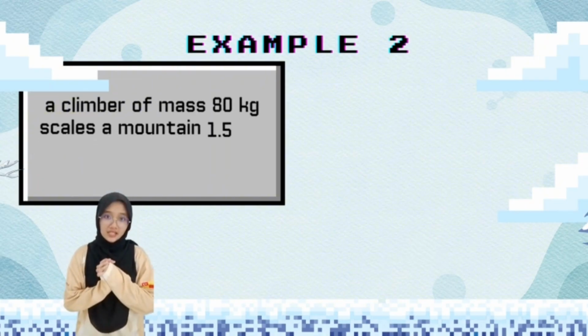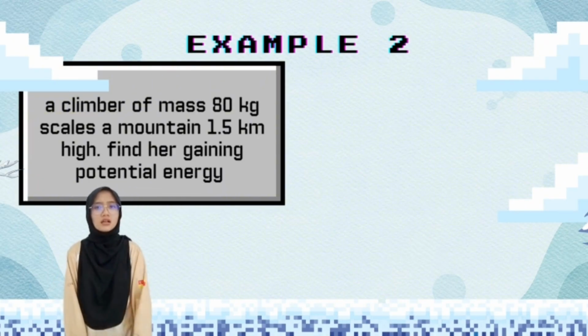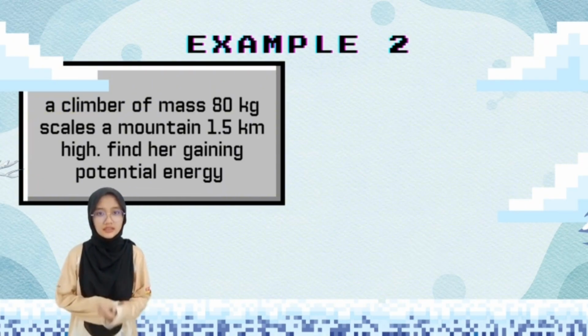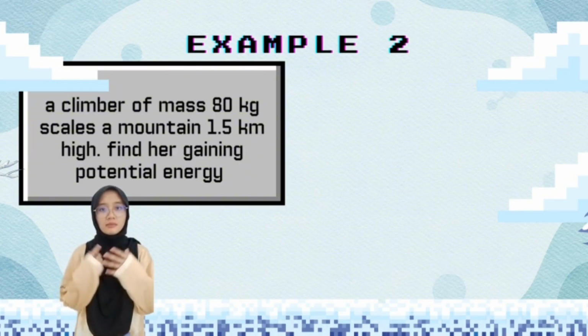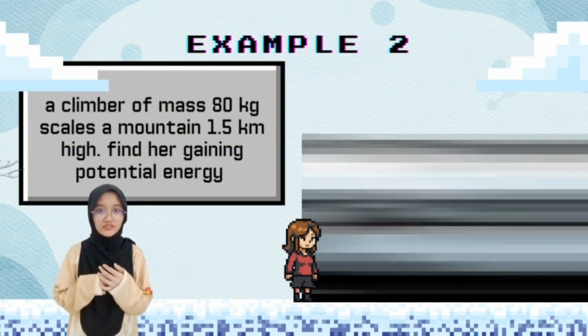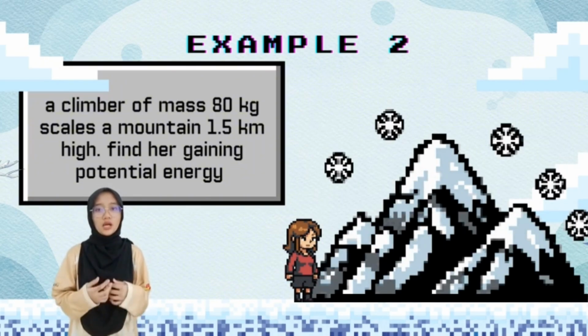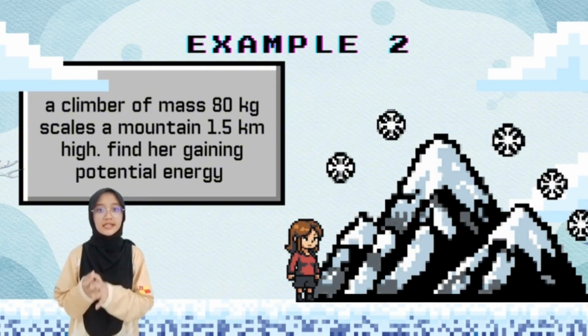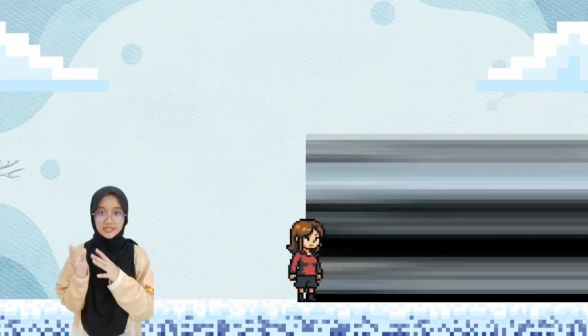Now, let's take a look at another example. A climber with a mass of 80 kilograms scales a mountain that is 1.5 kilometers high. We are asked to find her gain in gravitational potential energy.